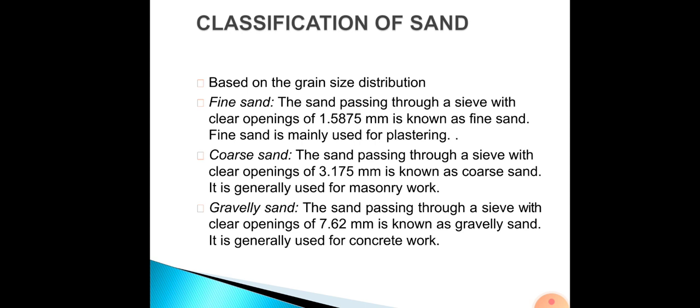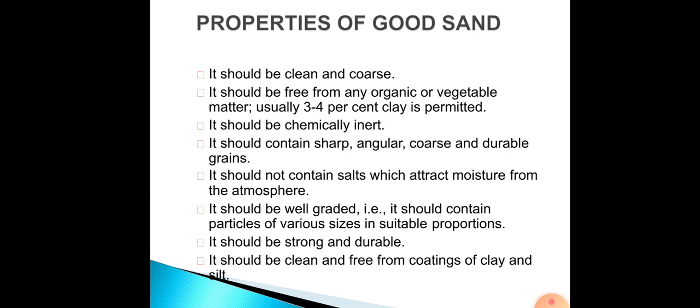Then we have gravelly sand, the sand that passes through a sieve with clear openings of 7.62 millimeters, a little larger size of sand, and this is normally used for concrete work. So based on size we classify it as fine sand, coarse sand and gravelly sand. Fine sand is used for plastering, coarse sand for masonry work, and gravelly sand for concrete work.